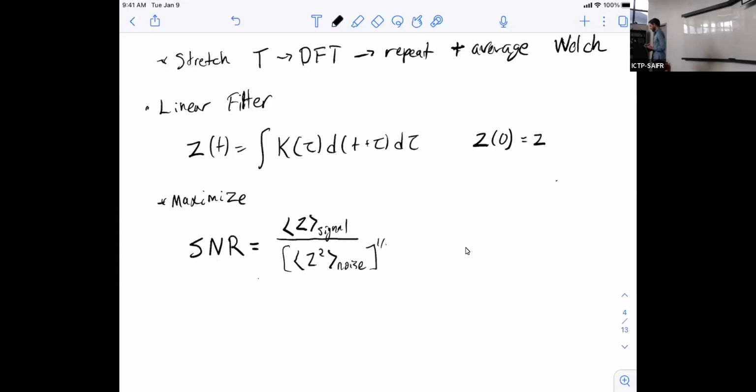So what does this mean? Basically, I'm trying to say, when there's a signal present, I want the amplitude of this thing on average to be a lot bigger than the standard deviation of this same quantity when there's noise present. If that's not true, I'm never going to be able to distinguish signal from noise. So how do I maximize this?